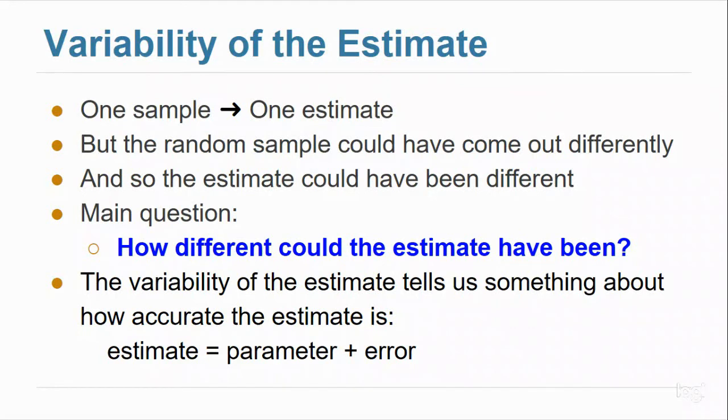And the mean of that sample would be giving us some kind of estimate of the population parameter. But the random sample could have come out differently, and so our estimate could have been different as well. And the main question that we want to examine is how different could the estimate have been? Can we get some kind of handle on the variability of the estimate that we're looking at? The estimate can be thought of as the true parameter plus some kind of error, and we'd like to somehow bound the error or get some kind of sense of what the error could be.